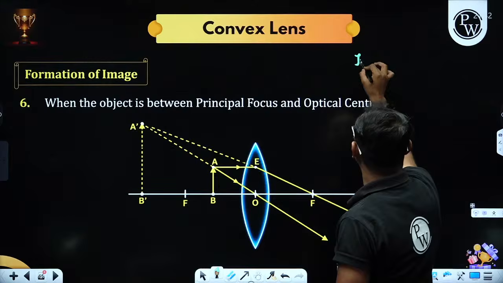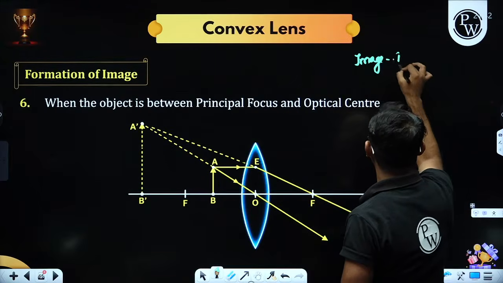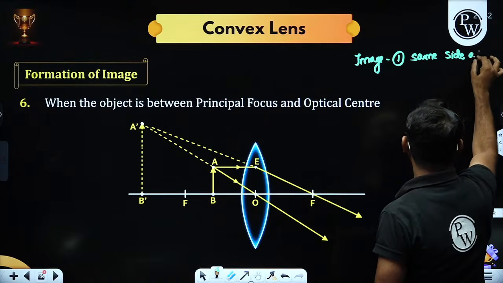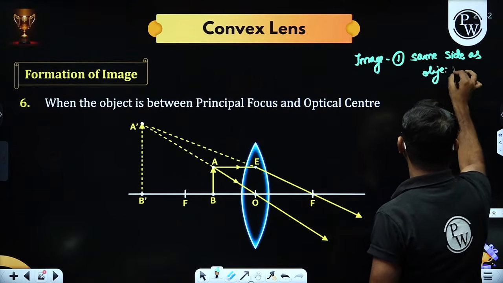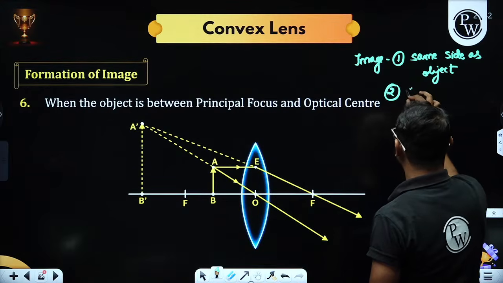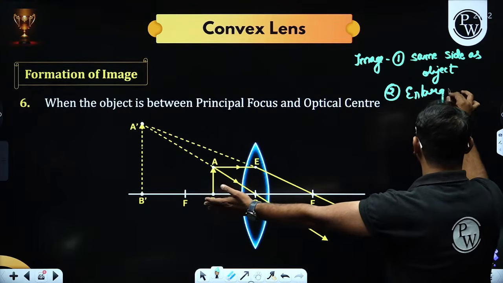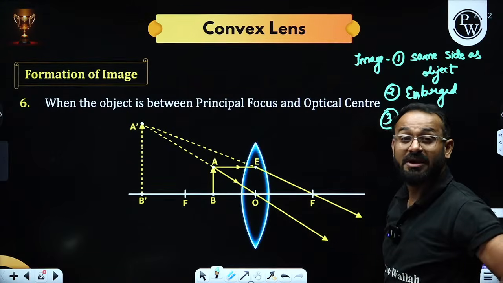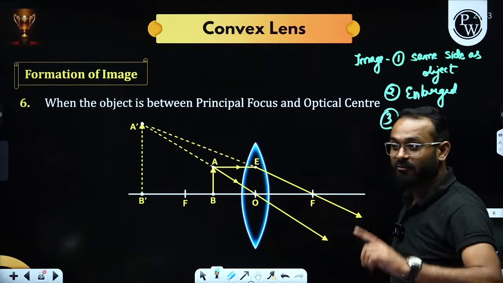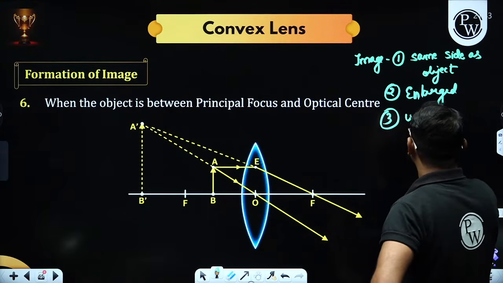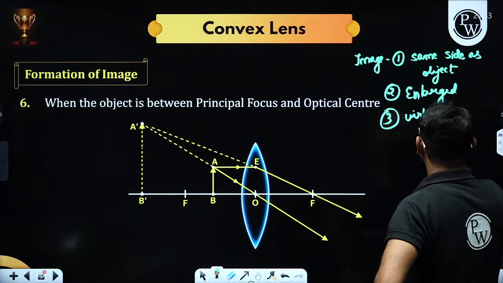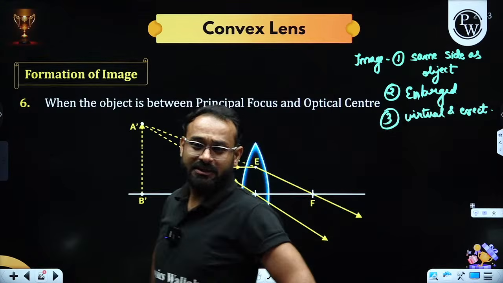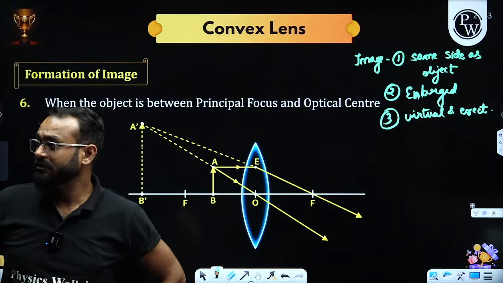Okay. So the image forms on the same side as the object. First thing. The size is enlarged. It seems large, right? And third, because the light rays are appearing to meet, what will be the nature? The virtual and erect. Virtual and erect.